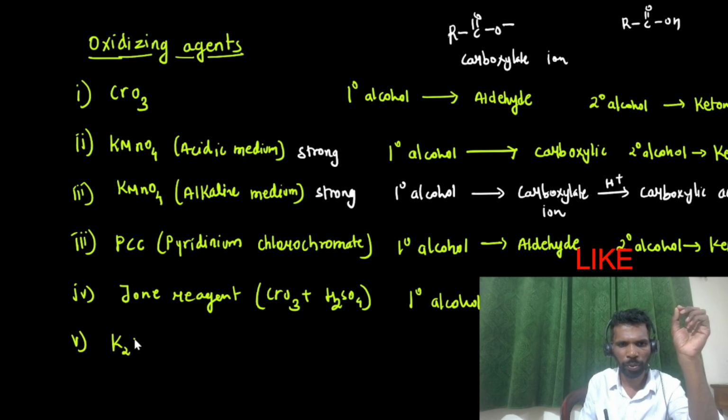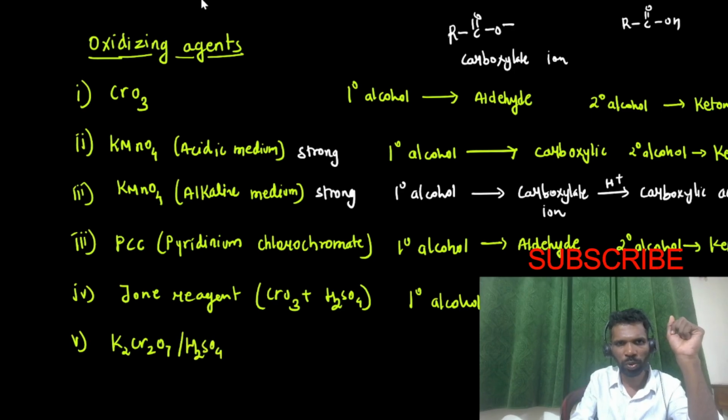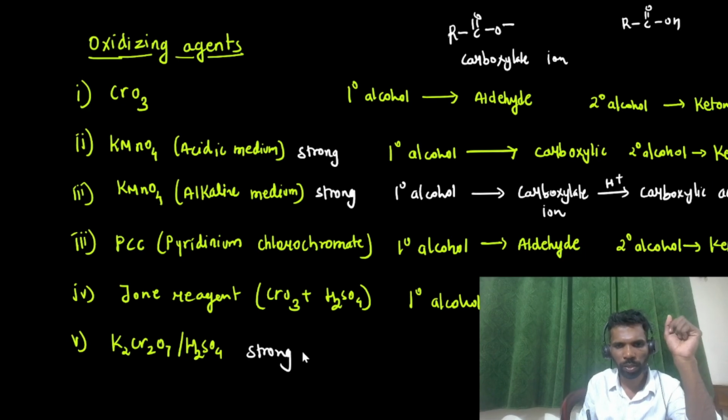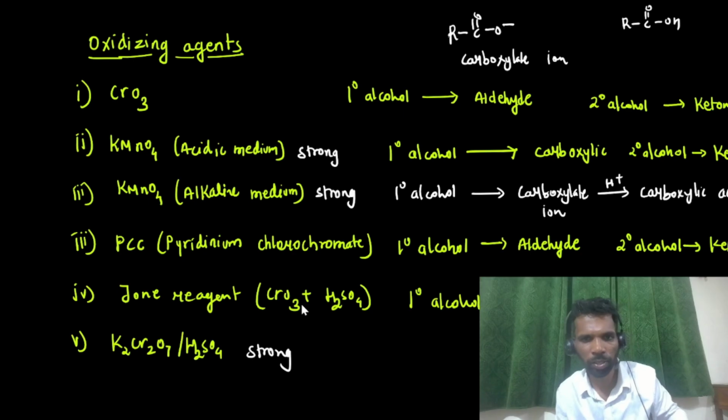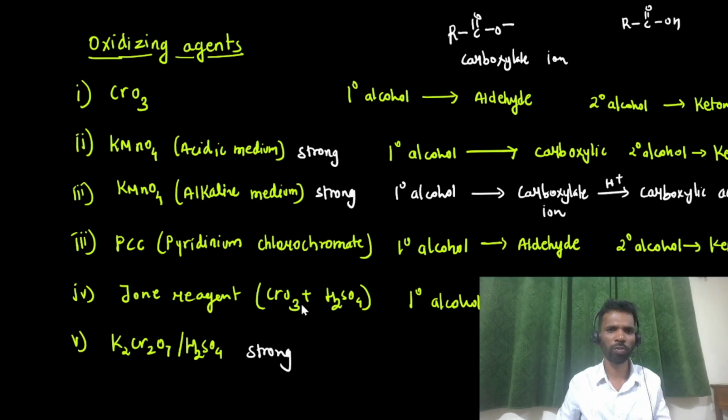Then there is one more, that is K2Cr2O7 in the presence of H2SO4. It is a strong oxidizing agent. So these are the list of oxidizing agents you have to remember, and that flow chart which you have to remember. Let's talk about the reducing agents also.